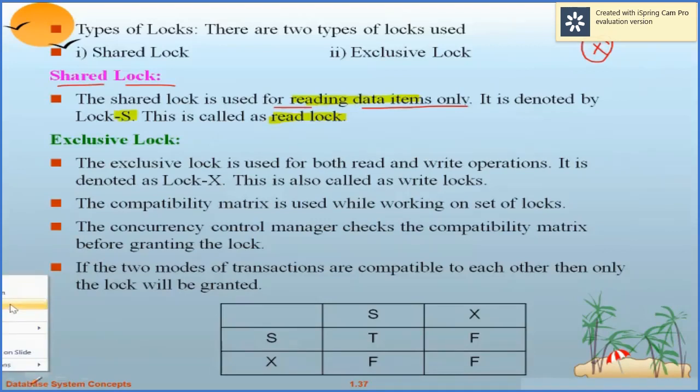Okay, so the next one is the exclusive lock condition. This exclusive lock would allow me to perform both the read operation as well as the write operation. And how to represent an exclusive lock?